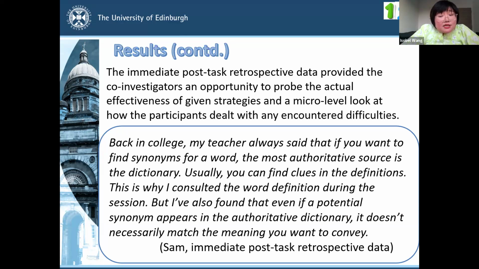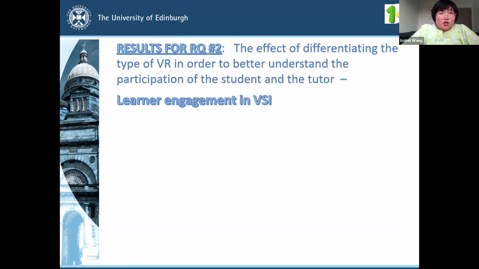So you see, the immediate retrospective data not only provided information about what strategies they used, but also why they chose those strategies and what challenges they encountered during the task. So we go back to the previous slide.